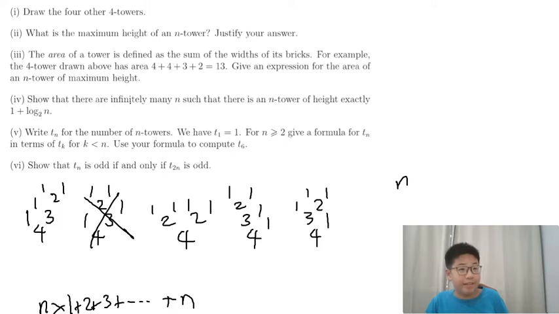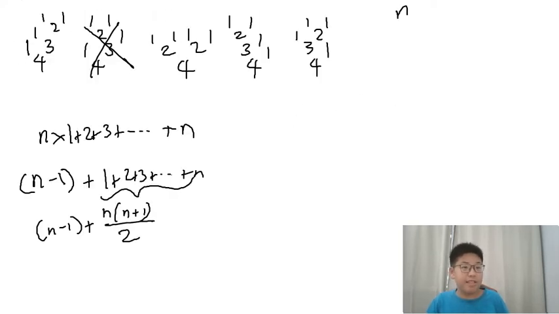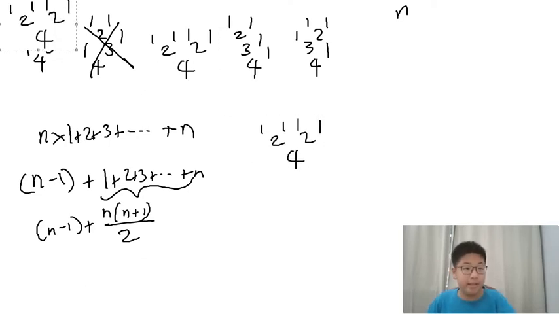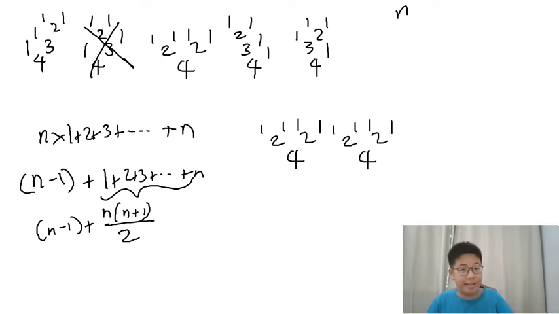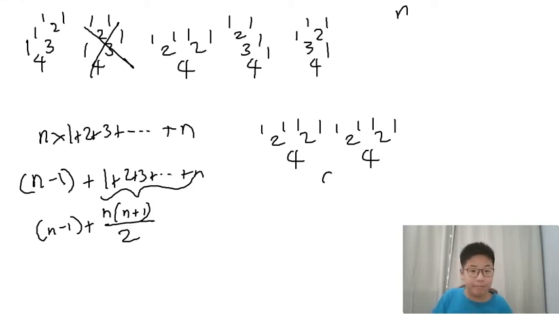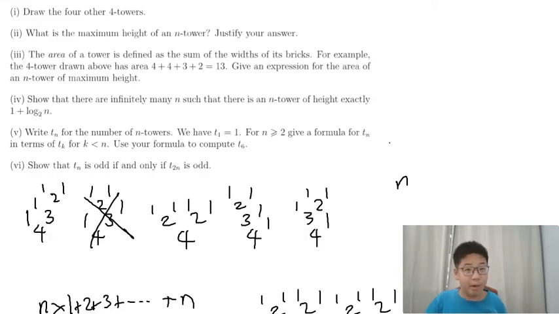So, show that there are infinitely many n such that there's an n tower of height exactly 1 plus log 2n. As you can see, we have this tower here. Now, we are going to copy it here, and we're going to copy it to make an 8 tower. Yes, an 8 tower. So, we're going to draw a big 8 here, and here's our 8 tower. And so therefore there are infinitely many n such that the n tower has height exactly 1 plus log 2n. They are the powers of 2 because you can't have half of a brick at the top.